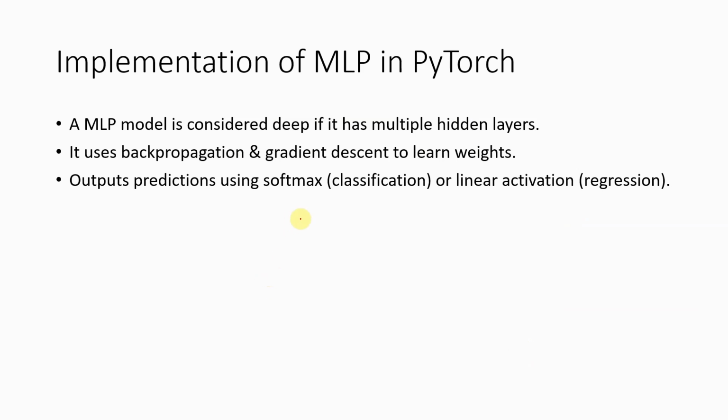So now we need to implement this MLP algorithm in the PyTorch environment. The MLP model is considered a deep neural network which has one or more hidden layers, and it uses back propagation and the gradient descent algorithm to update the weights so that it will learn from the inputs in a better way in order to reduce the loss function. The output predictions here use softmax, because we are going to implement this MLP for classification. Suppose you are implementing for regression, the linear activation function will be used.